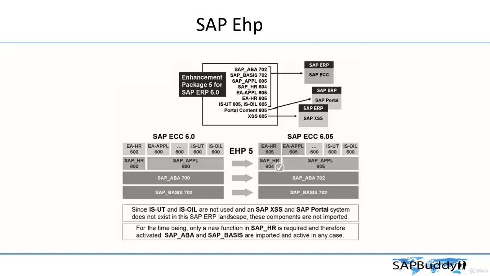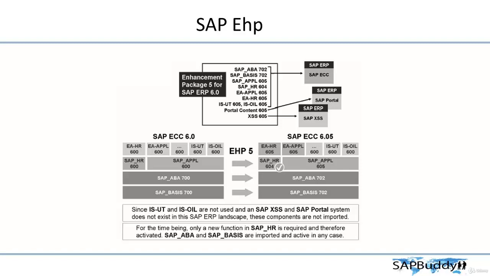Here you can also see the comparison between different enhancement packages. Let's say ECC 6.0, that means enhancement package 0, and enhancement package 5. In that case you can see the difference in the enhancement package being upgraded. Here you can also see HR is 600 in enhancement package 0, and here it's enhancement package 4 only, but it did not come to 5.